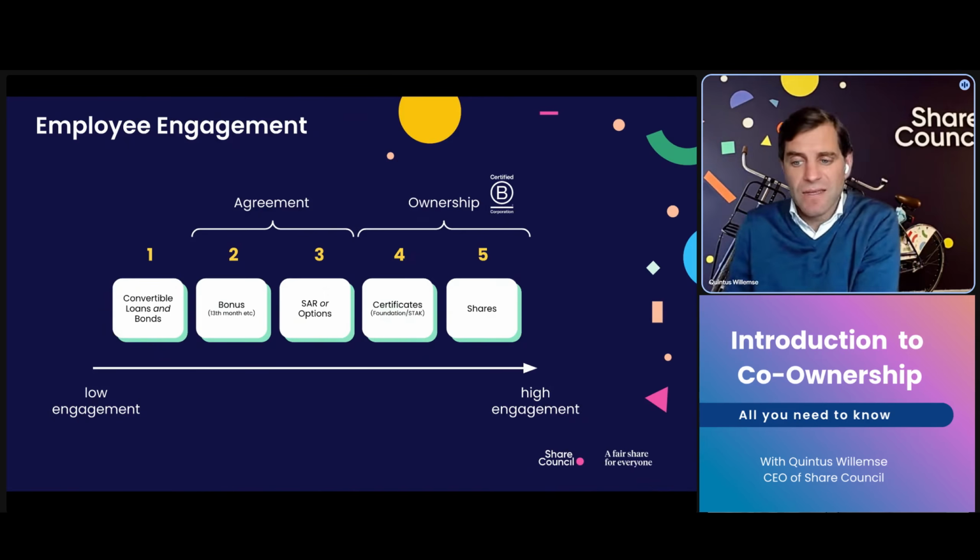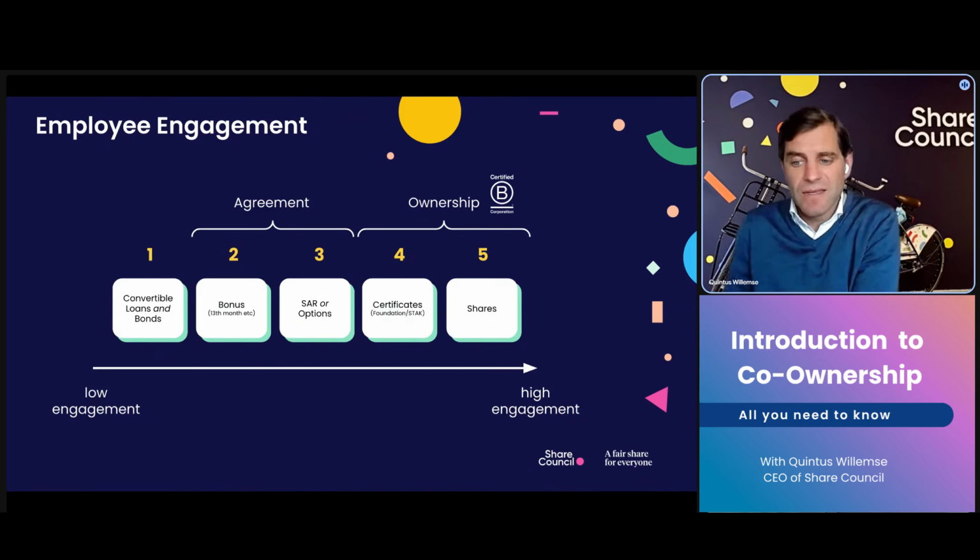It will cost money. However you do it, if you give it to the employee or if the employee buys themselves, in both cases, there is some kind of liquidity needed somewhere. And that's not always there. If it's not there, then you got to move to the left. So you have true ownership, that's here number 4 and 5. But you can also go to number 2 and 3, for instance, which is more an agreement.